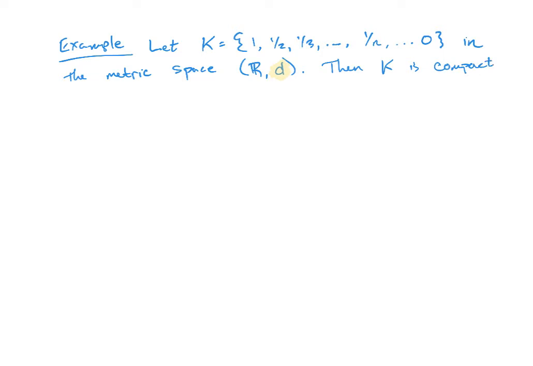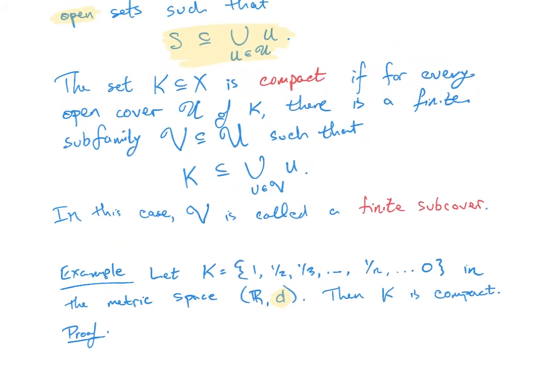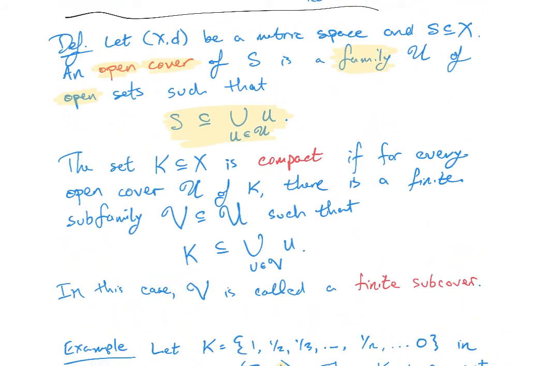This is a compact set, and let's prove that. Okay, what do we need to prove? Let's go back up and look at the definition. The way to remember this definition is that any open cover has a finite subcover. This definition is a very long-winded way of saying that: every open cover has a finite subcover. So we take an open cover and we construct a finite subcover.